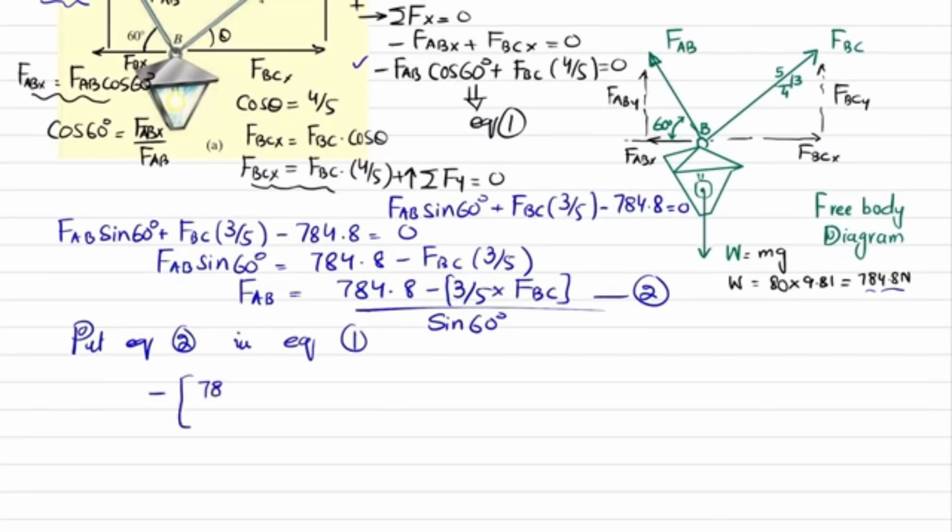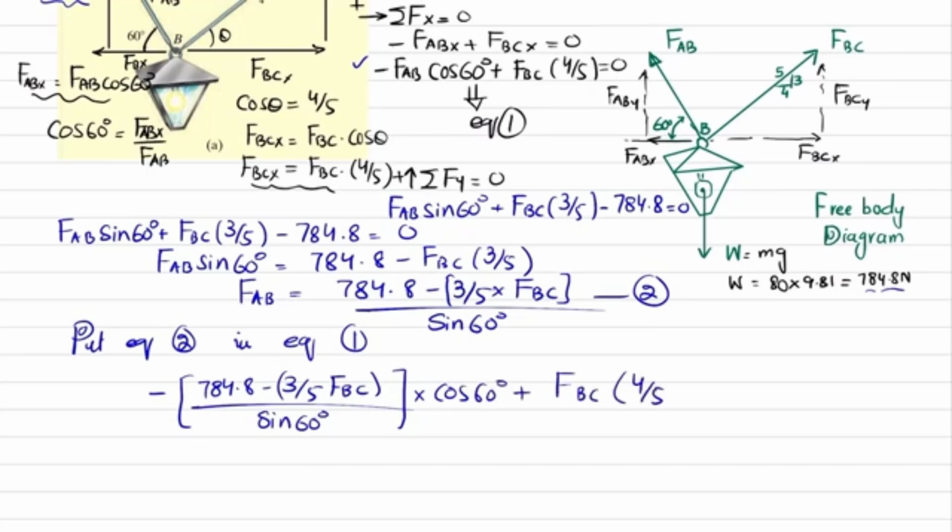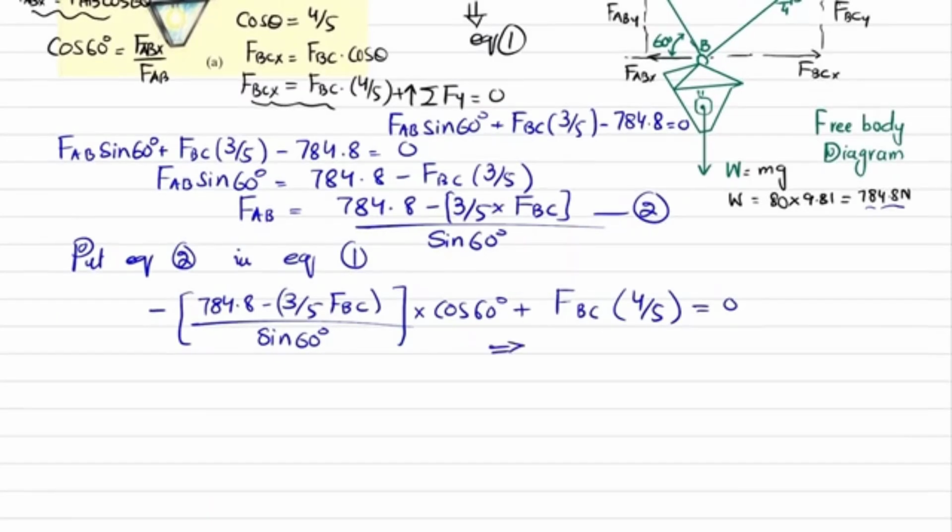So minus 784.8 minus 3 over 5 times FBC divided by sine of 60 degree into cos of 60 degree plus FBC into 4 over 5 is equal to 0. Now you will get this equation. So if you solve this equation, you will get FBC equal to 395.2 Newton.